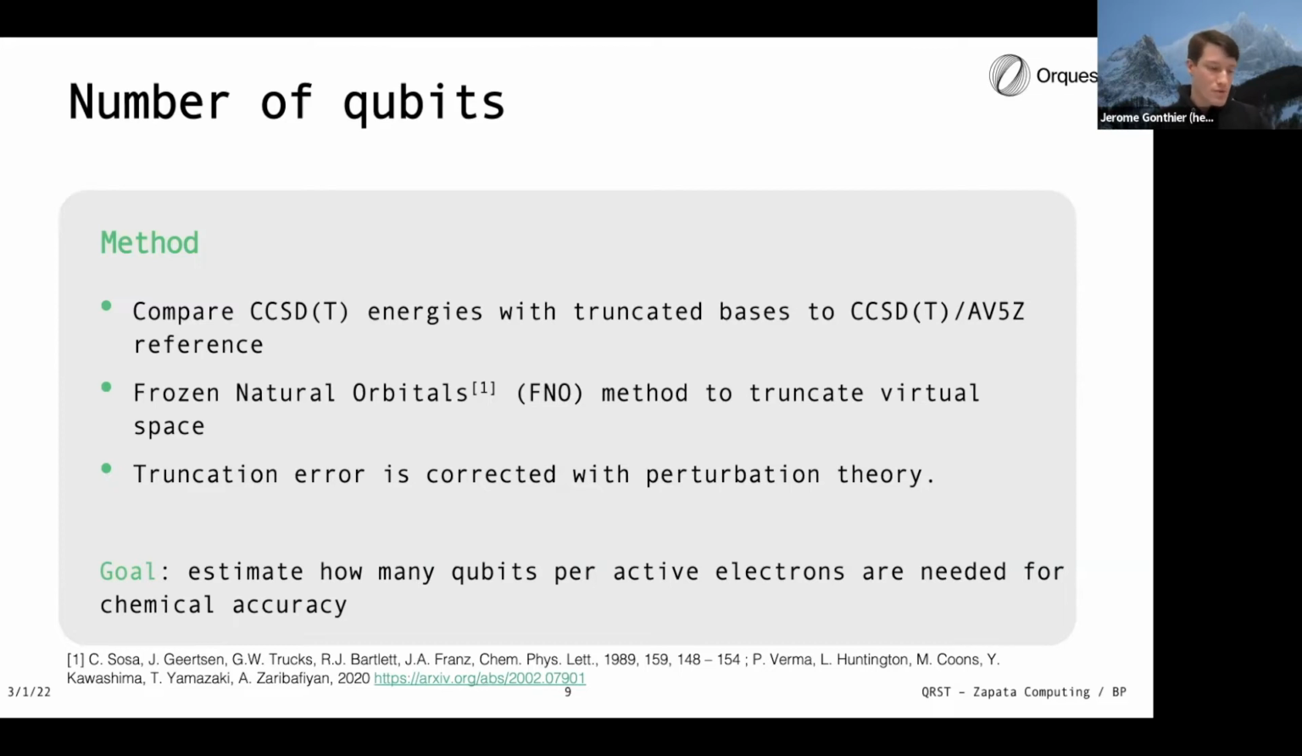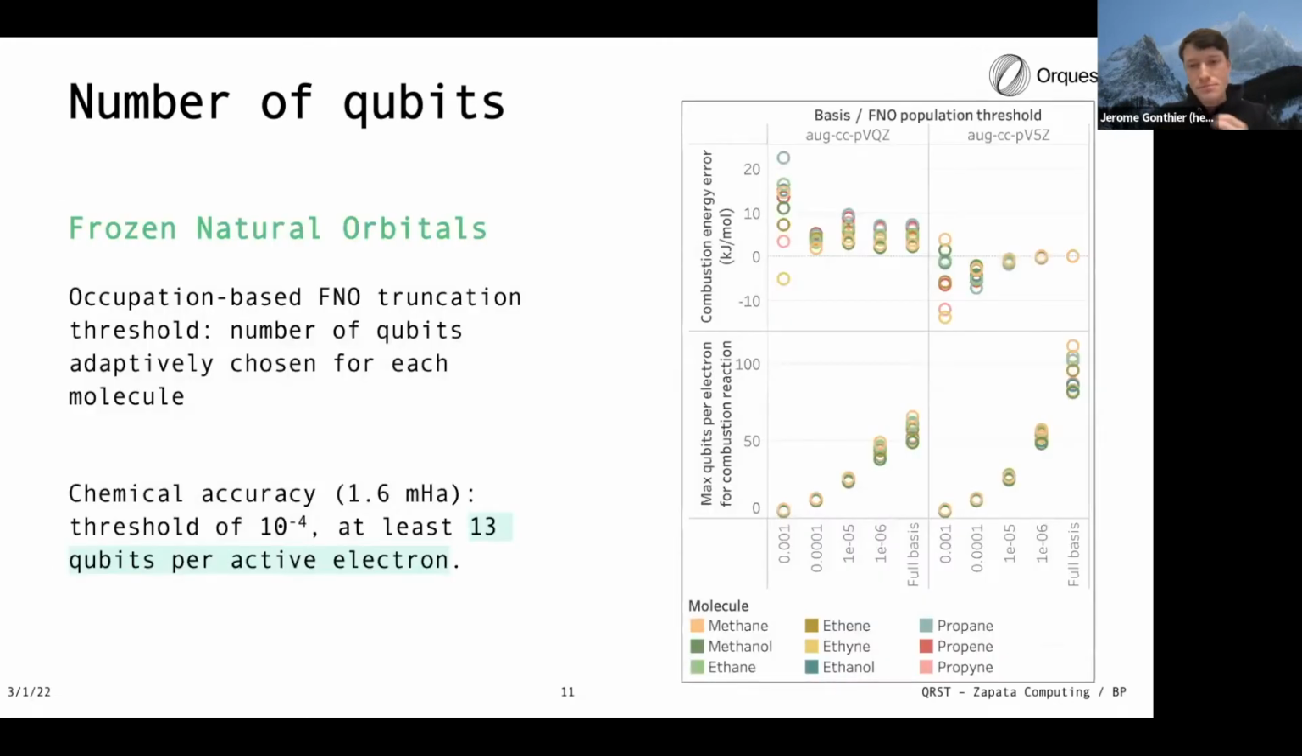We don't want to just have a number for each molecule. We also want to understand how many qubits we would need for larger molecules. So for that, we looked at the number of qubits needed per active electron. So it's just the total number of qubits divided by the total number of electrons in the computation to try to have a scalable measure of that.